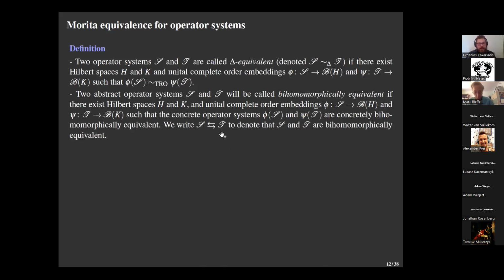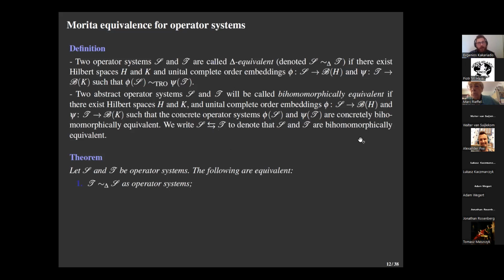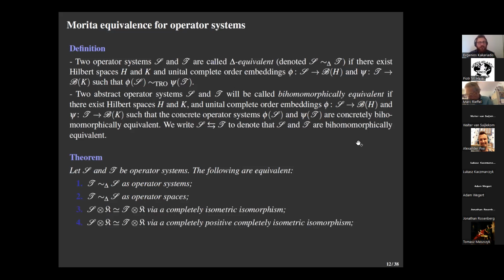And we denote this with these two arrows between S and T, and there is a reason for that that comes from information in the work of Stalke that I will try to comment on at the end. And the main theorem that we have is that delta equivalence for operator systems is the same as delta equivalence as operator spaces, and that's the same as stable isomorphism, well, isomorphism between the stabilizations in any sort. Okay.